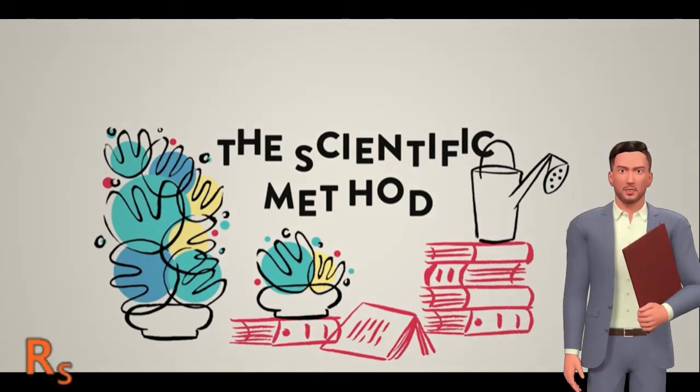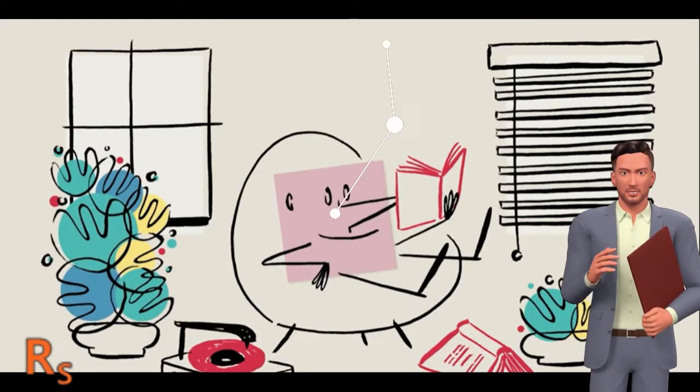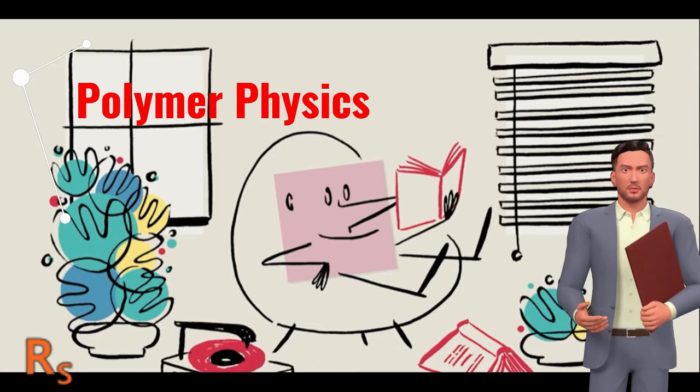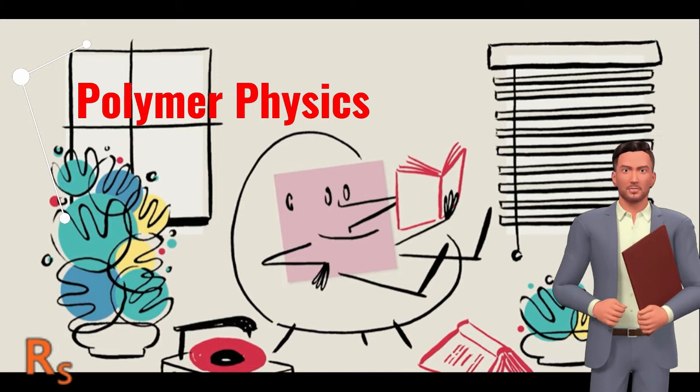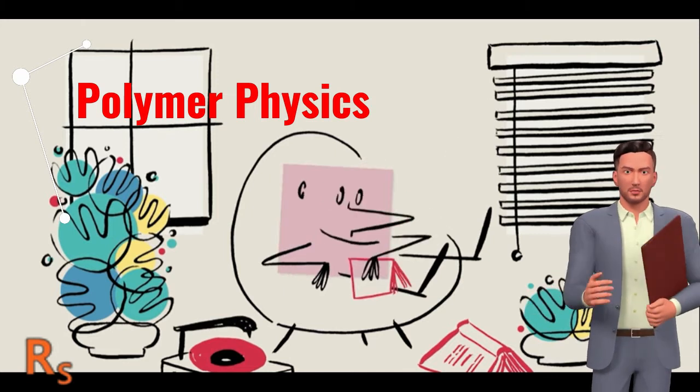Polymer physics is important to understand the structure-property relation in polymers. An understanding of the structural features and interactions responsible for polymer physics properties can aid in tuning the desirable properties.